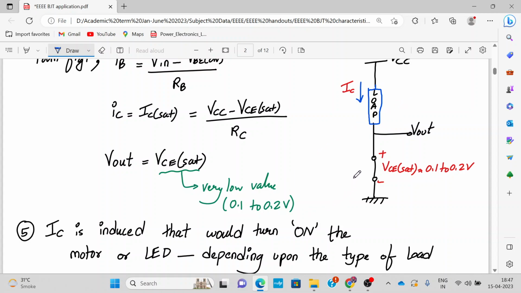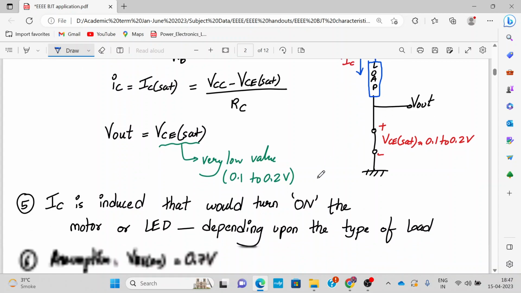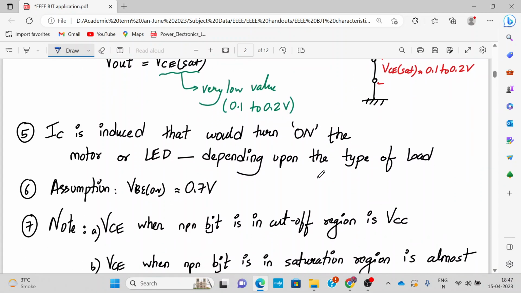So depending upon the type of the load, the motor will operate, or the LED will be on. Okay, under all this, we have assumed that VBE on is around 0.7.